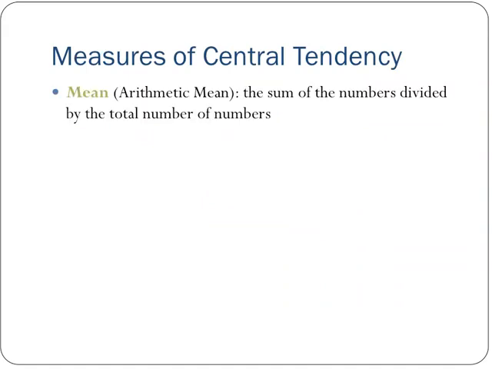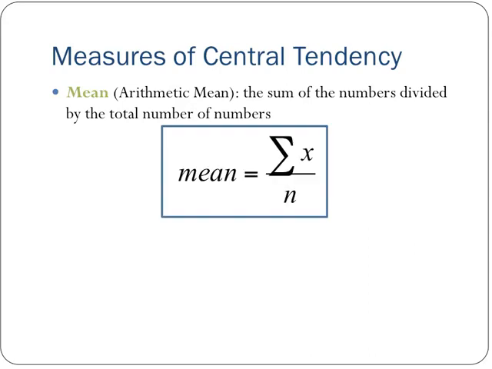So the first measure of central tendency is the mean. It's also known as the arithmetic mean, and that's simply the sum of the numbers, so the sum of the data points, divided by the total number of numbers. So here's how we would express it. The mean is equal to the sum of all the x's, so x would be any data point, divided by n, being the number of data points that you're working with.